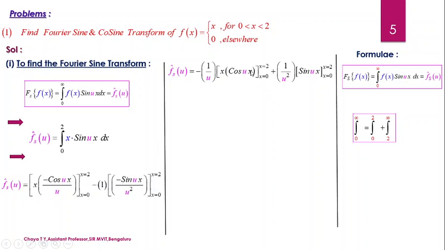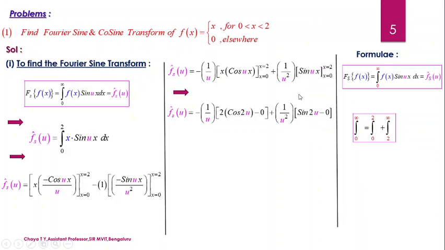Now substitute for the limit. When I substitute the limit for x, it is minus 1 by u times of, I am going to substitute the upper limit first, which is 2 in this case. So it will be 2 into cos 2u minus, when I substitute 0, cos 0 is 1 and I have the term x. So 0 into 1 gives me 0. This will be the value of the expression when I substitute the upper limit and then the lower limit.